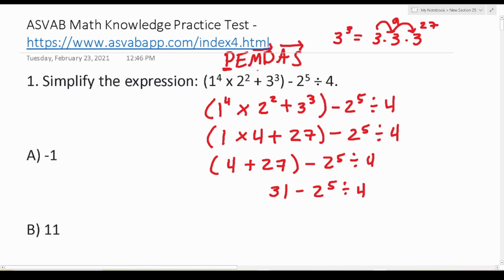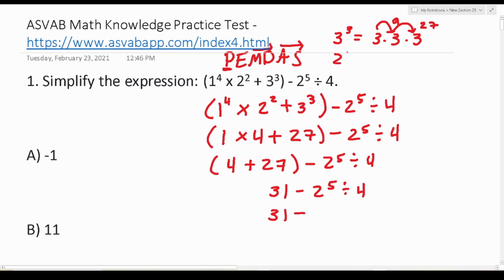So we just took care of the order of operations for what was inside the parentheses. Now we have subtraction, an exponent, and division left. Okay, so exponents come before division and subtraction. So let's take care of that exponent. So this becomes 31. And I'm going to work this out.